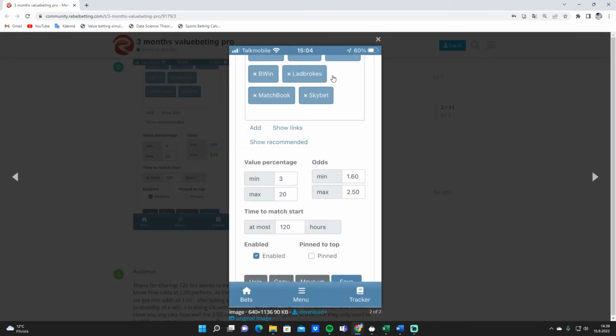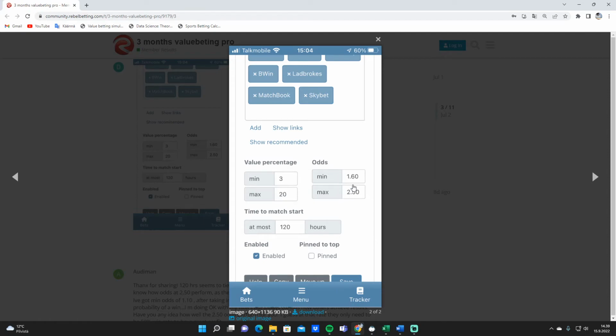Here's more of his settings. He's using a lot of bookmakers, as we can see here. Value percentage, minimum 3, that's good. I don't understand this max, why it should be 20, just put 99 here, why not?